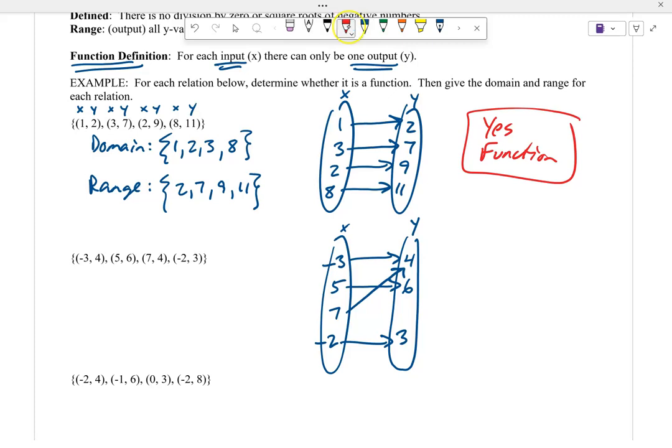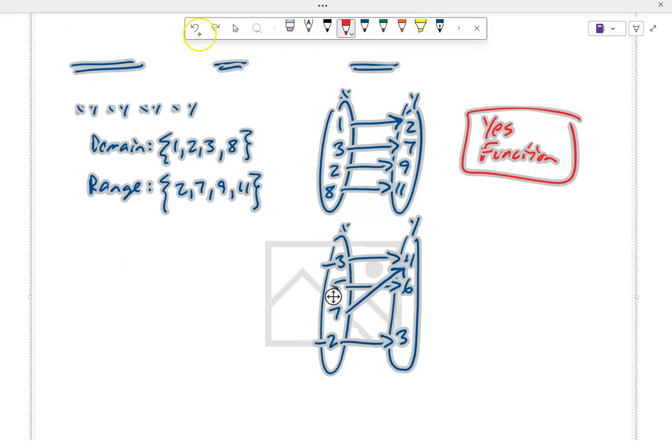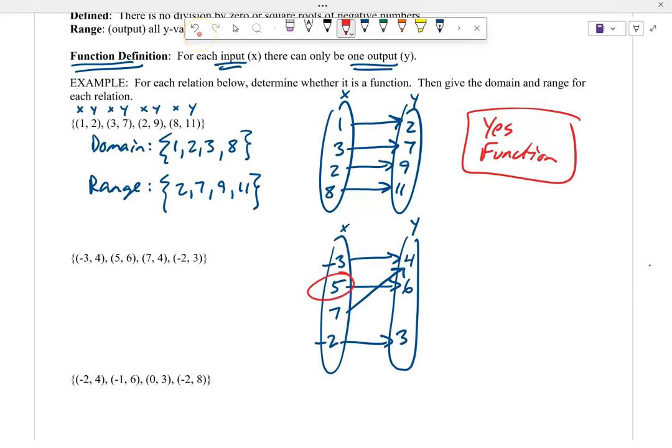So again, let's check it. Is this thing a function? Well, for this x, there's one y. The -3 has one output. For this x, the 5, it has one y, the 6. So far, so good. For this x, the 7, it outputs one y. I know it's the same y as the -3, but each of those x's has its own y. For every x, there's only one y. So it's okay. And then for that -2, there's one y. So is this a function? Yes, it is. This is also a function.